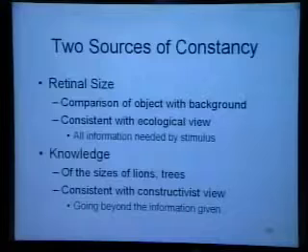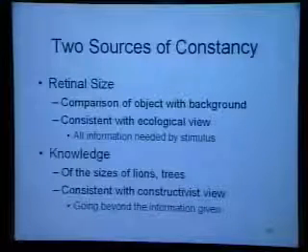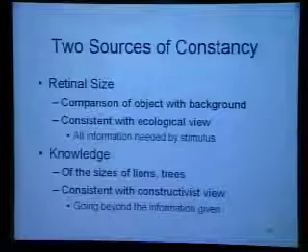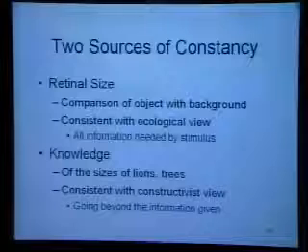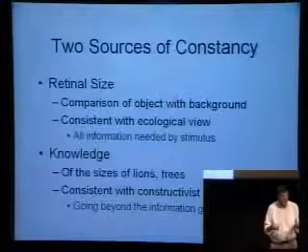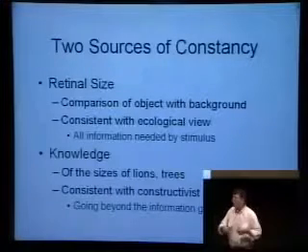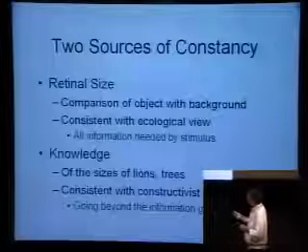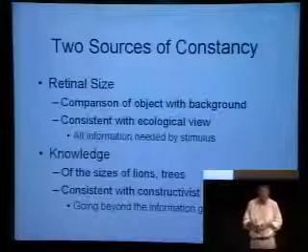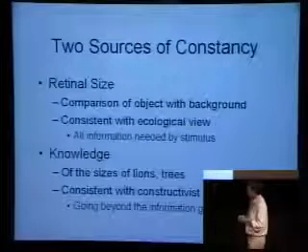So now we see that there are two kinds of cues, or if you will, two kinds of information that contribute to the perception of constancy. The first is not just the retinal size of the lion you're looking at, but the size of the retinal image of everything you're looking at. The comparison of the object with its background will give you a true picture of whether that's a lion that's growing in size or a lion that's coming nearer.